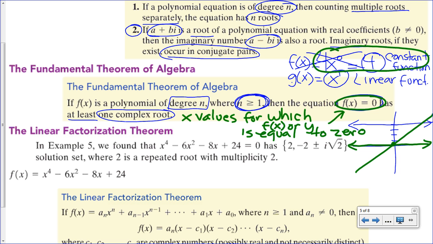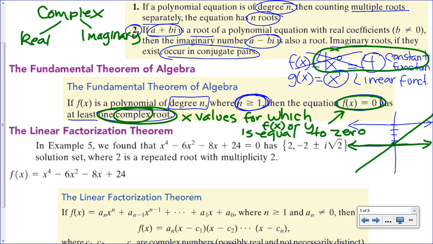Now, the word complex, will that include imaginary roots? Yes, yes it will. And so I want to remind you that complex numbers, they are the big set, and then real numbers is a subset of complex numbers. So when we say one complex root, it doesn't really matter if it will touch or not. We're including real and we're including imaginary. That's making me think about the constant function now. But okay, let's move on.